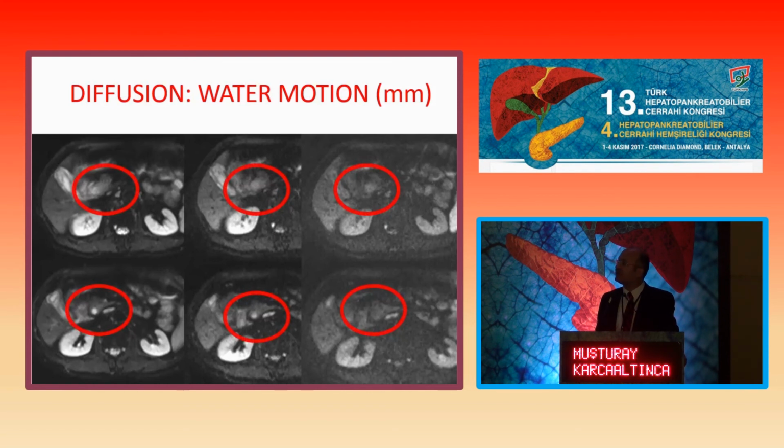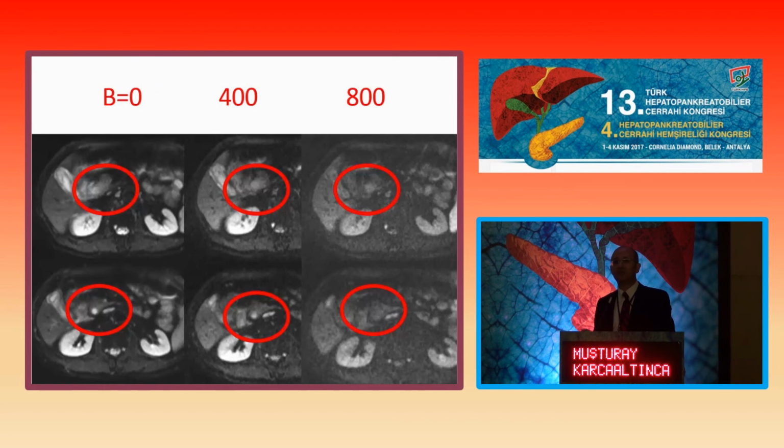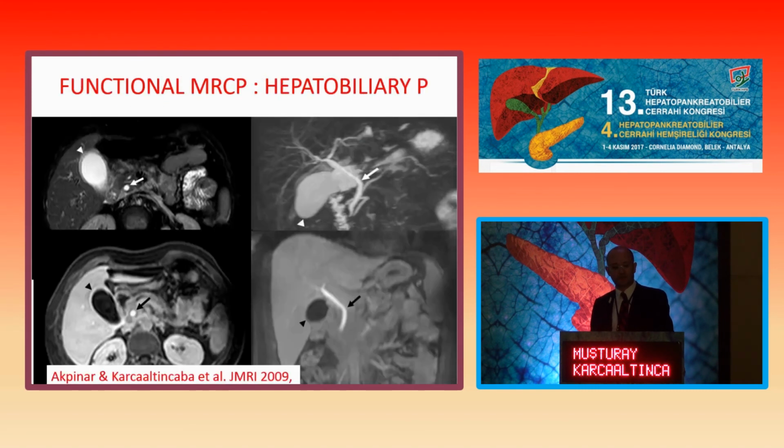So biliary system, what does it add to us? I want to show you a normal common bile duct. You can see that it disappears with the diffusion-weighted imaging. But if you look at the tumor, it's getting brighter. So it really helps us to see, most of the time, the biliary tumors are difficult to see tumors, so we can see with diffusion-weighted imaging, a kind of microscopic imaging, and this takes only 20 seconds in our routine protocol.